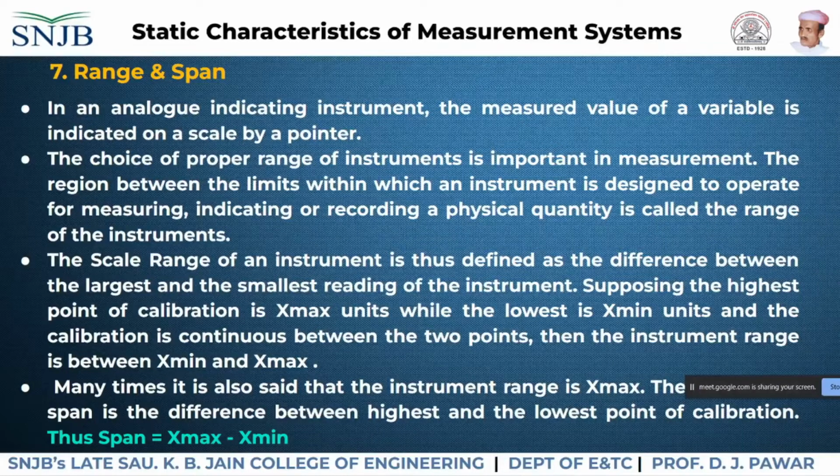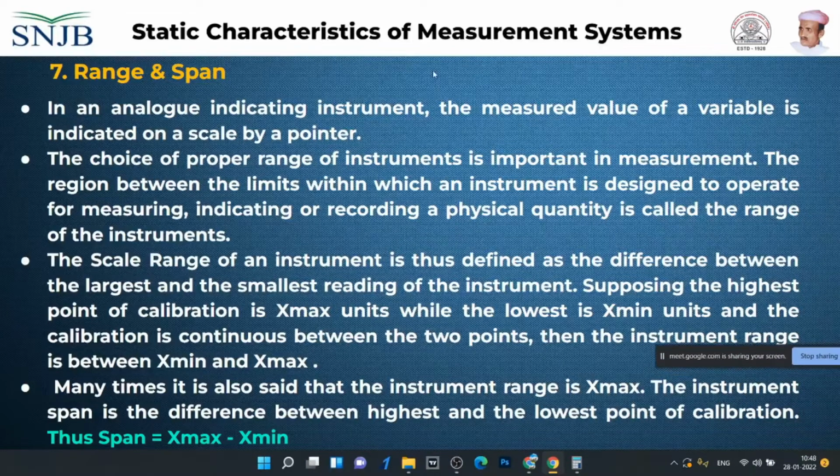The scale range of an instrument is thus defined as the difference between the largest and the smallest reading of the instrument. Supposing the highest point of calibration is x max units while the lowest is x min units and the calibration is continuous between the 2 points, then the instrument range is between x minimum to x max. Many times it is also said that the instrument range is x max. The instrument span is the difference between highest and the lowest point of calibration. That is why span can be defined as the maximum range minus the minimum range. Range and span same concept.